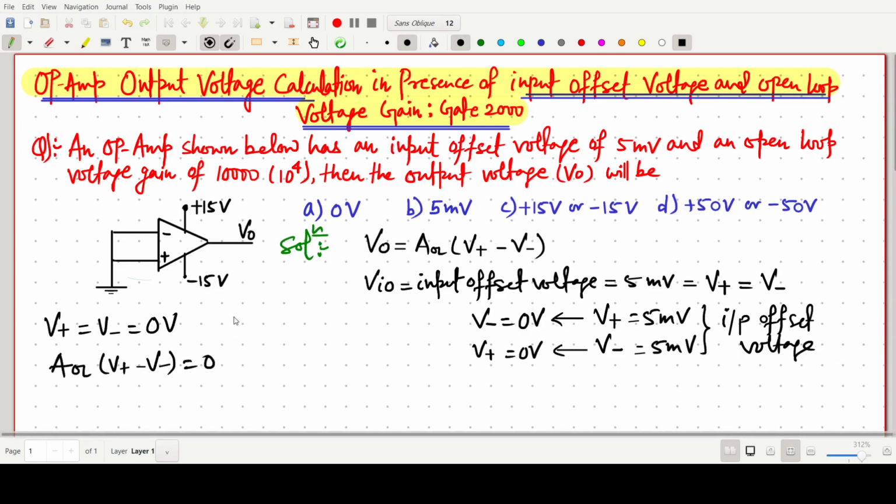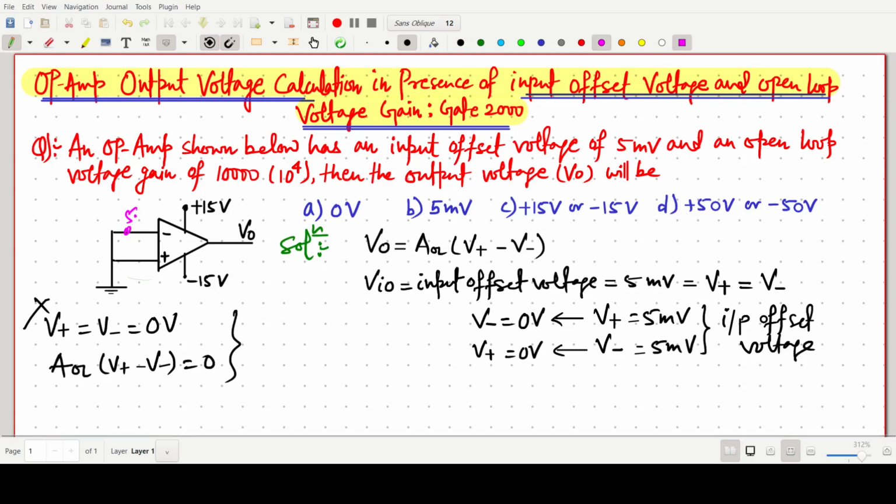But this one is not the correct answer. The options include 0 volt, 5 volt, but because input offset voltage is given, you cannot take this one. Option A is wrong, because an input offset voltage is given, meaning either this voltage may be 5 millivolt or this one may be 5 millivolt. At the same time, only one input may be 5 millivolt, the other will be grounded. So I am writing here.